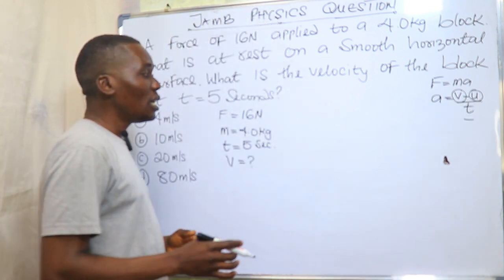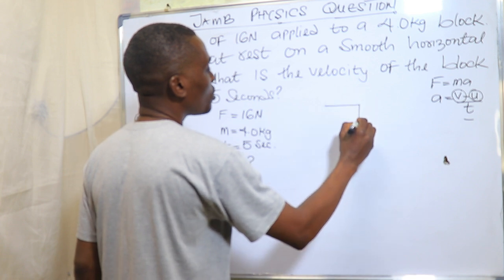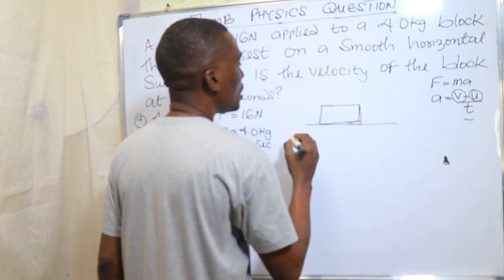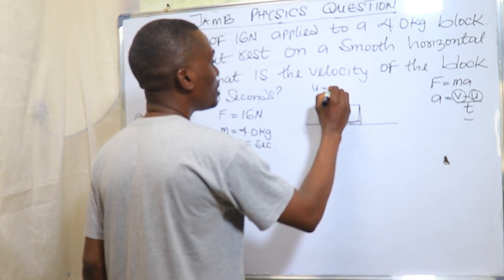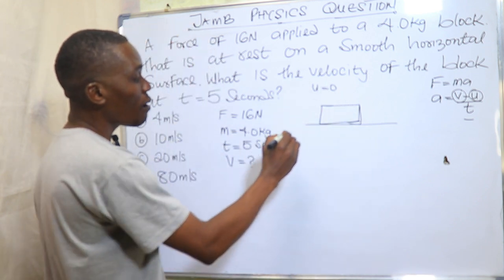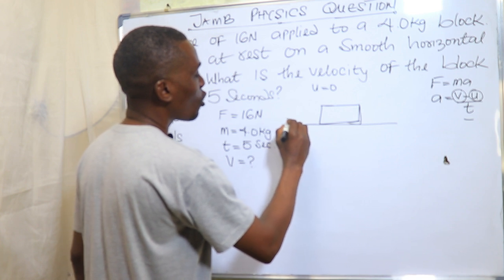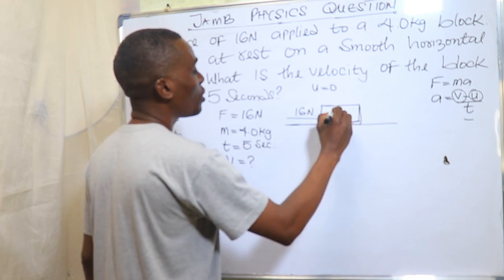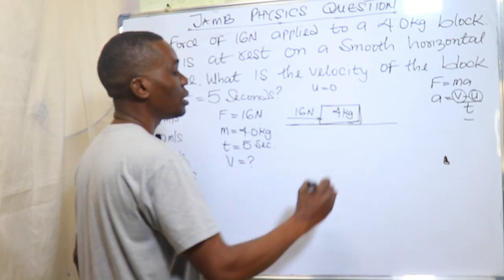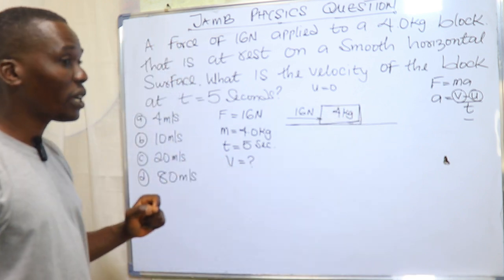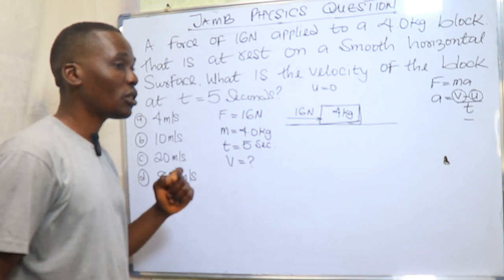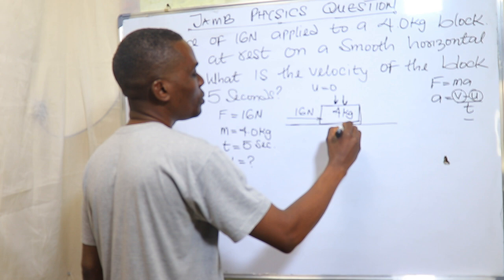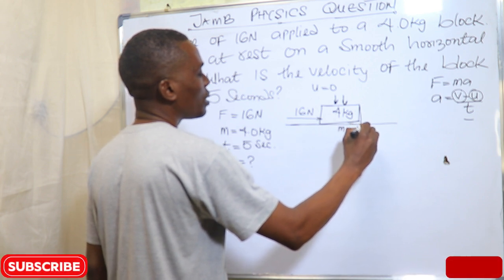So the question is that when the block is on this horizontal ground, it is not moving, and at that time our initial velocity is 0. Now a force comes from outside and pushes the block, and that force is 16 Newton, and this block is 4 kg. As this block, which is 4 kg, sits like this, there are forces acting on it. The weight acts downward, that is mg.